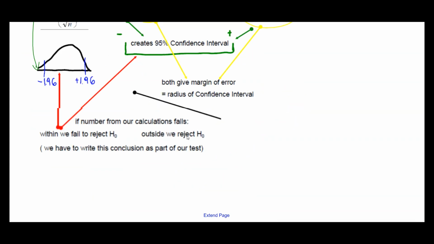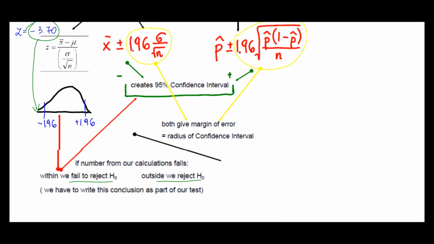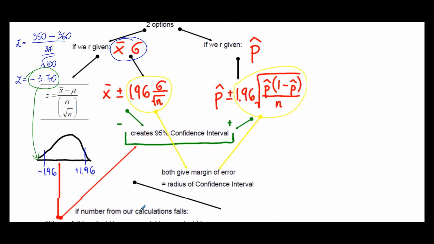Now, I got the missing part of the graph. So that's what I'm saying. If the number from our calculation falls within, whether it is those two numbers or within the confidence interval, we fail to reject the null hypothesis. But if it falls outside, we reject the null hypothesis. Okay, so ours falls outside, therefore we reject.